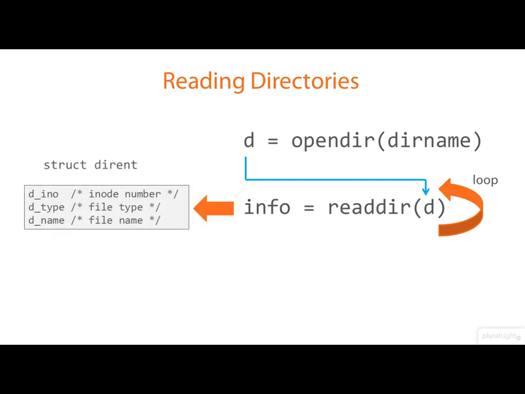What does readdir return? It returns a dirent structure. Now, different versions of Unix and Linux have different contents for this structure, but here are the key fields for this structure. We have the inode number, the file type, and most importantly, perhaps, the name of the file. So by looping around these calls on readdir, we can list the contents of a directory. When we're done, when readdir tells us that we've reached the end of the directory, we close it with closedir.